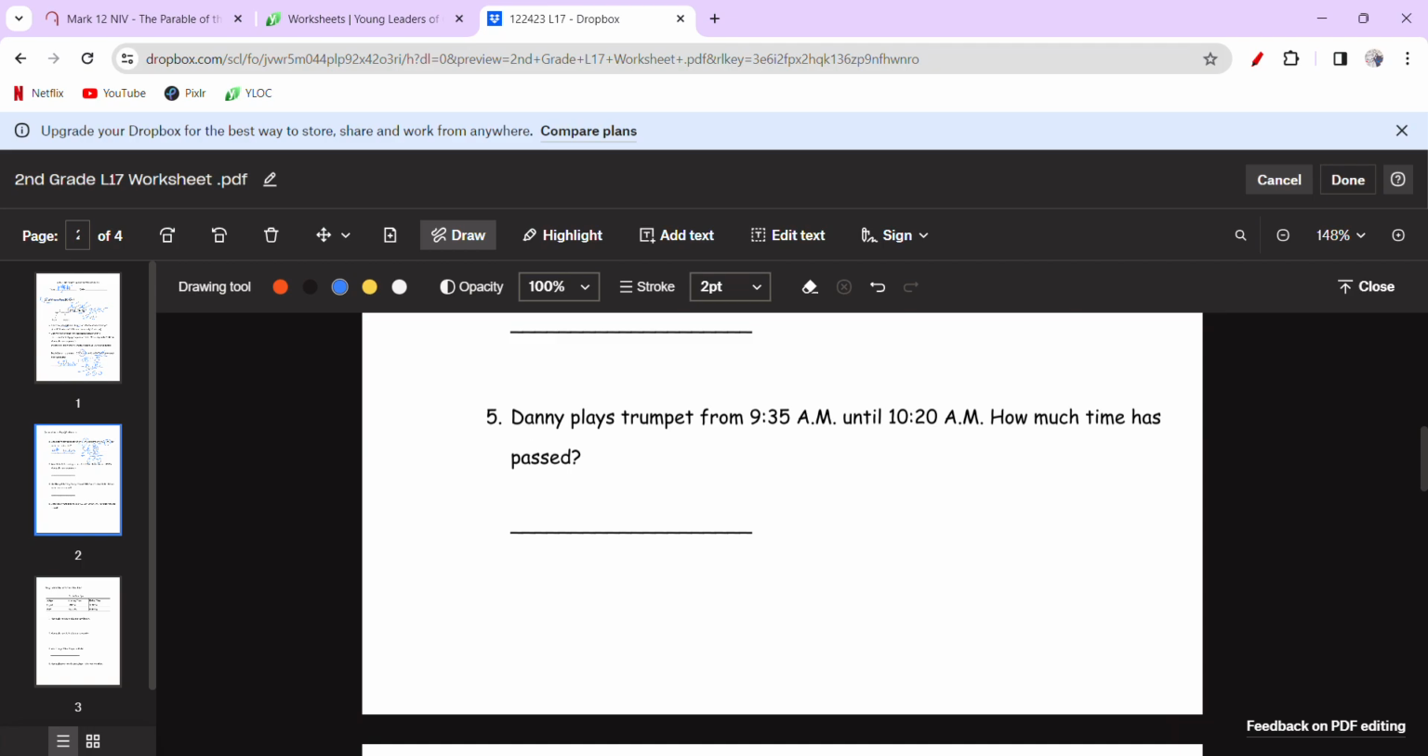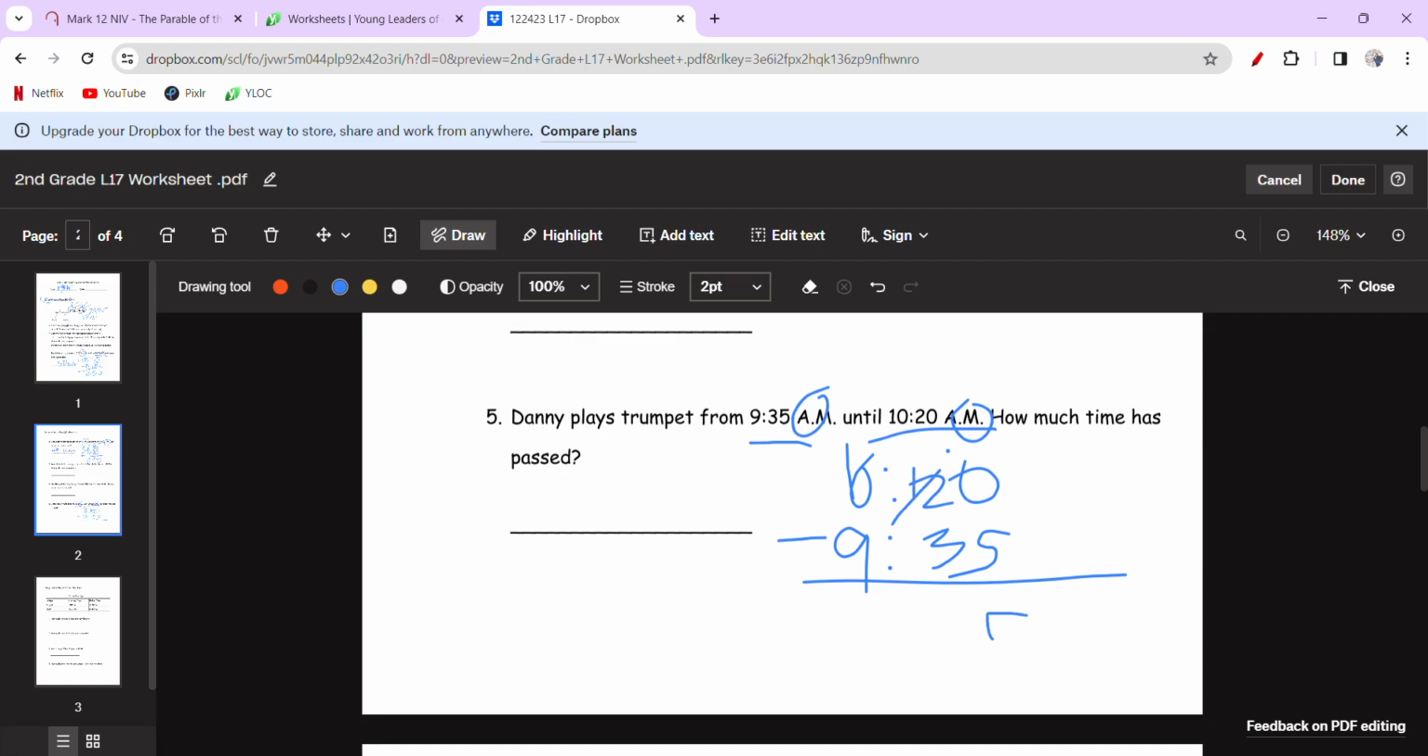Let's try number 5. Danny plays trumpet from 9:35 a.m. until 10:20 a.m. How much time has passed? The AM stays again. So we would just minus the current time minus the original time. 0 minus 5, you cannot do that, so you would borrow. So it would be 5, because 10 minus 5. 1 minus 3, you cannot do that, so you would borrow. This would become 9, and this would become 70, right? Because 60 minutes. Then you would do 7 minus 3, which is 4. 9 minus 9 is 0. So we know that 45 minutes has passed.